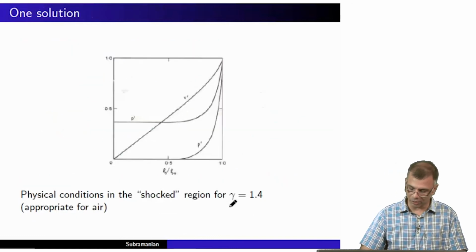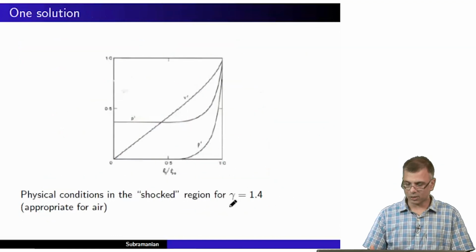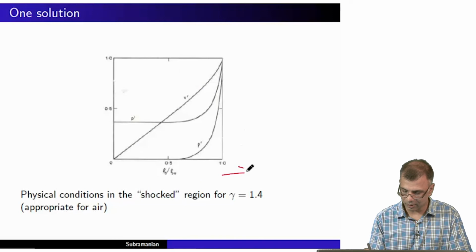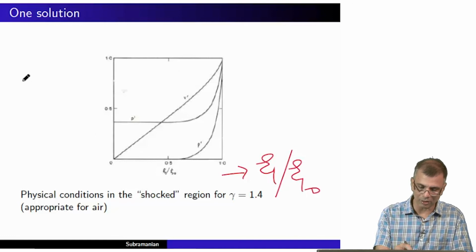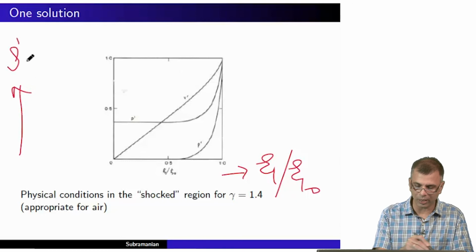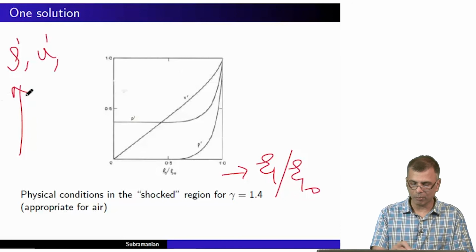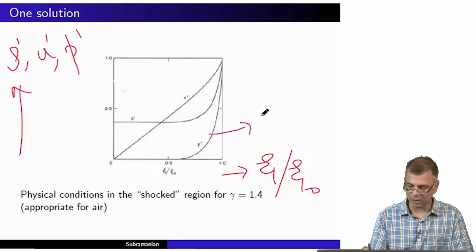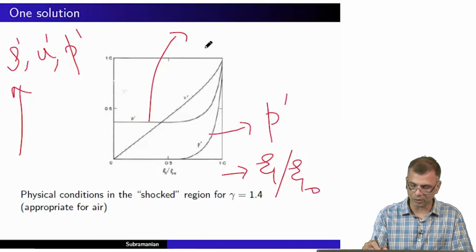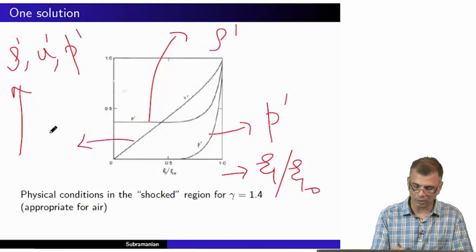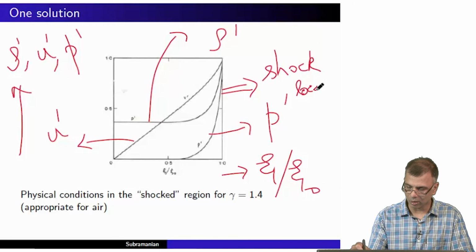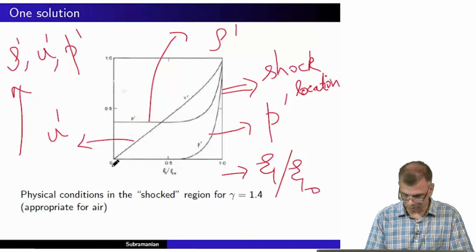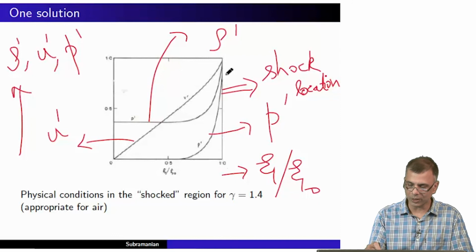And this is how the solution to this set of coupled ODEs looks. The x-axis is the dimensional variable over psi naught, and the y-axis is essentially rho prime, u prime, and p prime. So this represents p prime, this represents rho prime, and this is u prime. And the shock location is here. So this is psi over psi naught, and psi over psi naught equal to 1 means that this is where the shock location is.